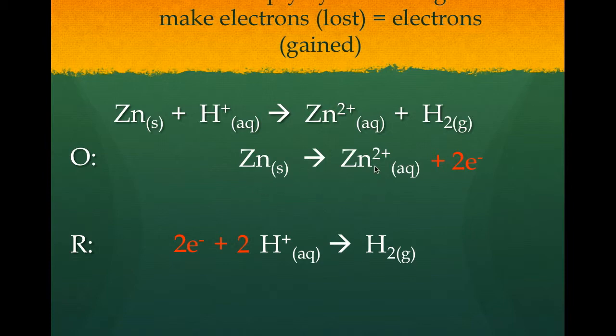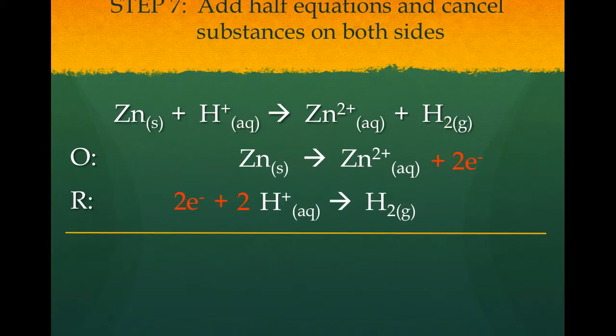Well, zinc had to lose 2 electrons to become a 2 plus, and hydrogen, 2 H plus ions, have to gain 2 electrons to become neutral. Therefore, because zinc lost 2 electrons and hydrogen gains 2 electrons, they are already balanced. So we do not need to multiply either of these half reactions. We already have the same number of electrons on both sides. So then the next to the last thing we're going to do is add our half reactions together and cancel out any substances on both sides.